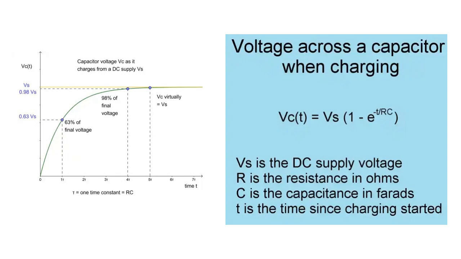At one time constant, which is the product of resistance and capacitance, the voltage reaches about 63% of the supply voltage. After 4 time constants, the voltage is approximately 98% of the supply voltage, and it virtually equals the supply voltage after around 5 time constants. This behavior is described by the formula shown, where the voltage across the capacitor at any time is the supply voltage multiplied by 1 minus the exponential of negative time divided by the product of resistance and capacitance.